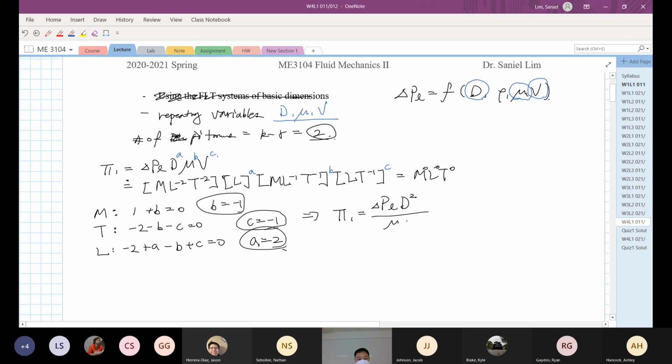Then mu and v, those are all with the minus 1. So this is our first pi term. It looks a little bit different, right? Let's just keep doing it.